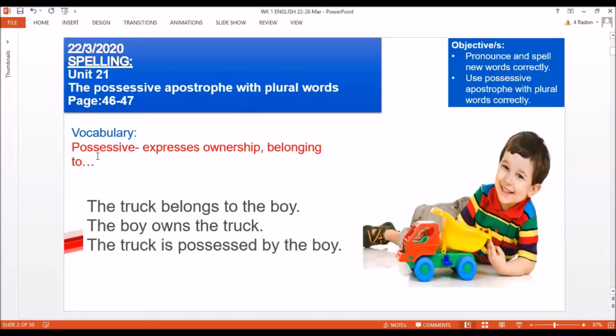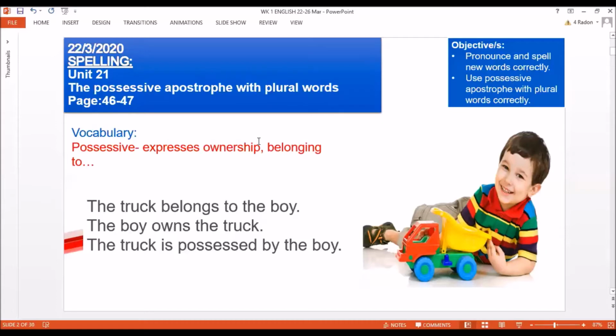Hello students, our lesson today is Unit 21, the possessive apostrophe with plural words, pages 46 to 47 of your spelling book. At the end of this lesson, you should be able to pronounce and spell new words correctly. Use possessive apostrophe with plural words correctly.